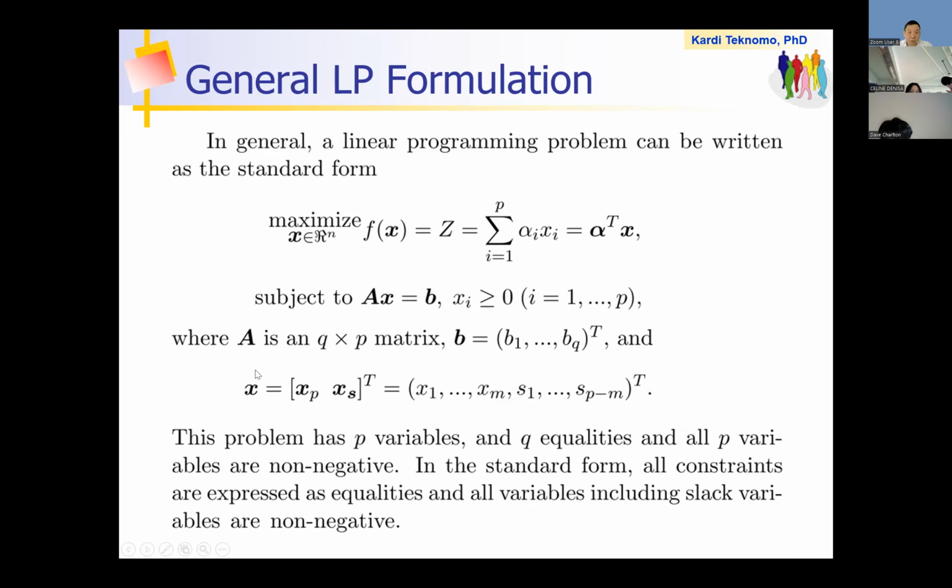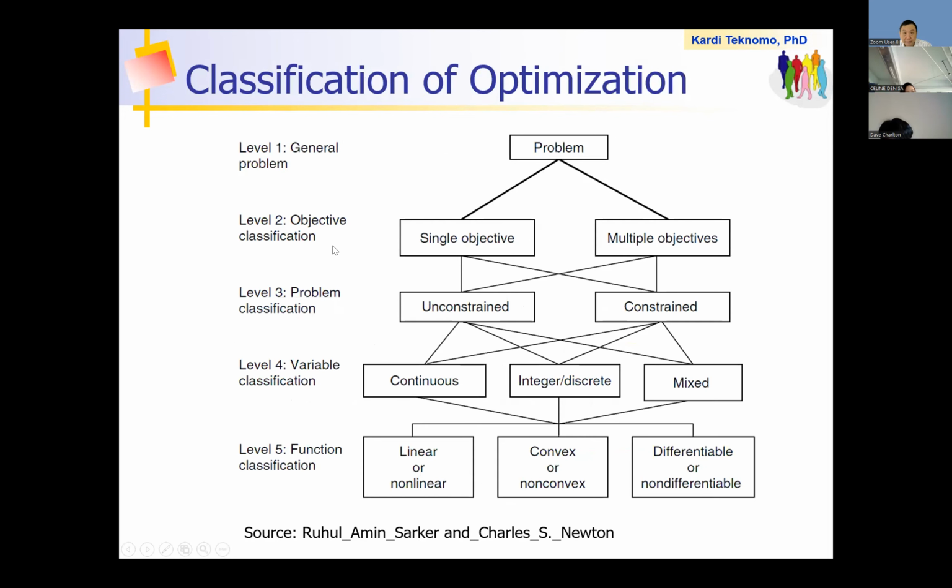So you want to find X in order to maximize this function subject to equality constraint. So this is the standard form. Remember, in standard form, all constraints are expressed in equalities. This includes the slack variables and surplus variables. And then this one must be maximized, not minimized.